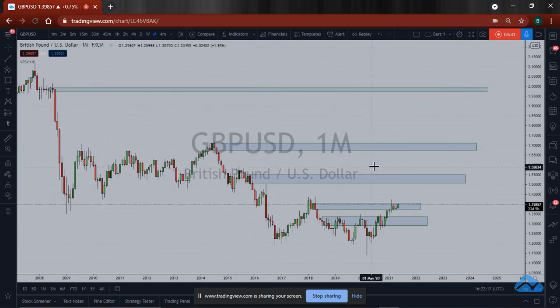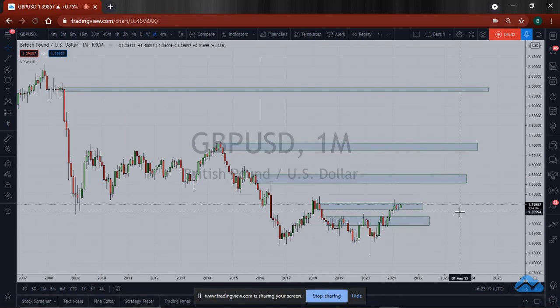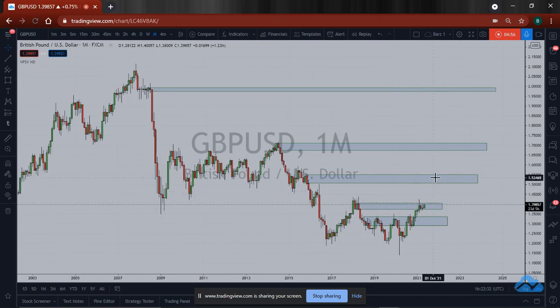So if price is going to give a bullish move in the next coming years, right? So we're looking at the long-term perspective here. In the next coming months and years, if GBPUSD will be bullish, then we could see price get magnetized back to these liquidities, right?